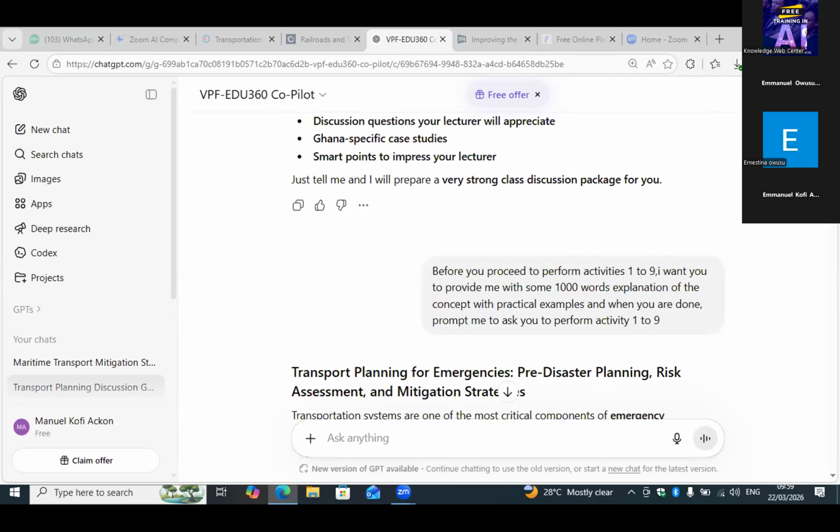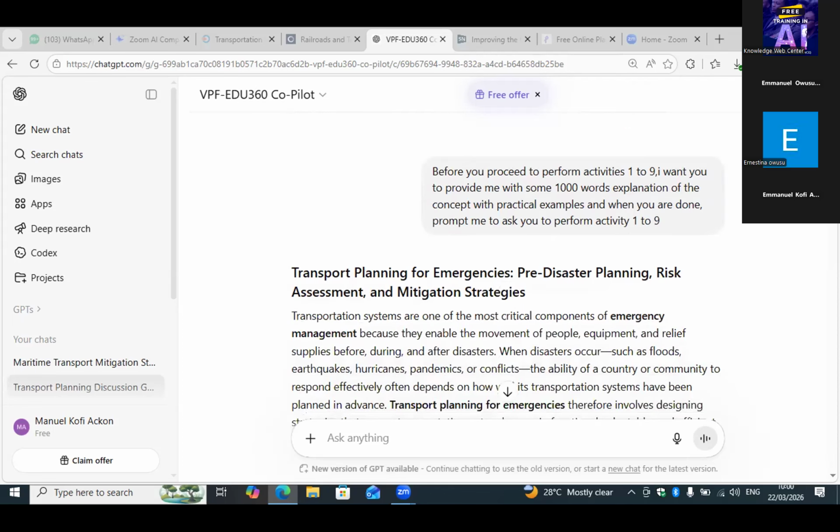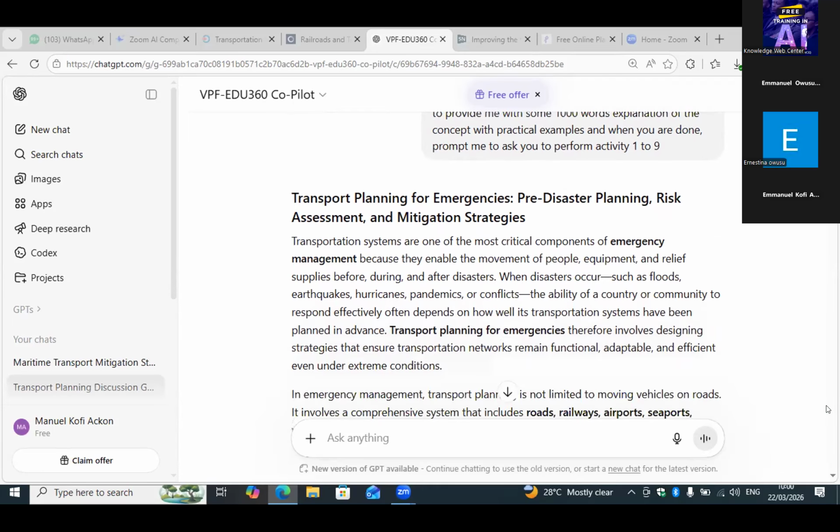So I went further and typed in the search bar that before you proceed to perform activities 1 to 9, I want you to provide me with some 1,000 words of explanation of the concept with practical examples. And when you are done, prompt me to ask you to perform activity 1 to 9. And this is what it gave me. Transport planning for emergencies: pre-disaster planning, risk assessment, and mitigation strategies.